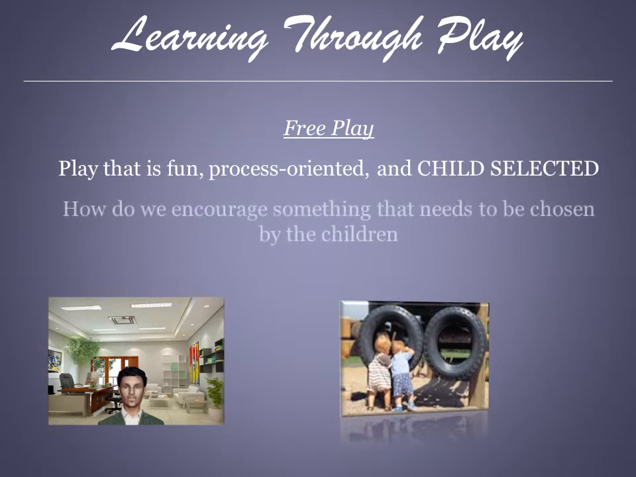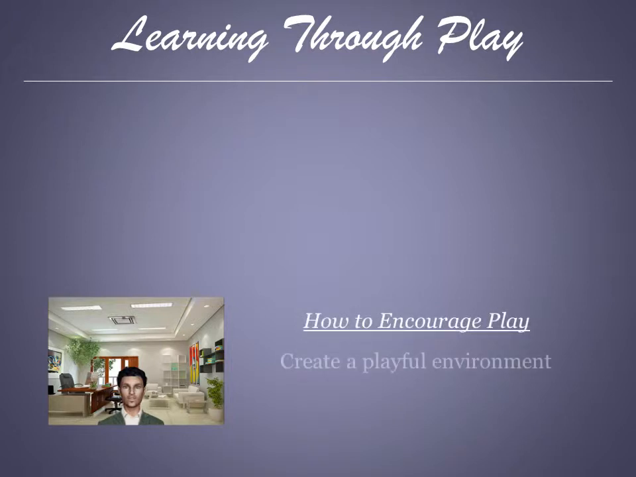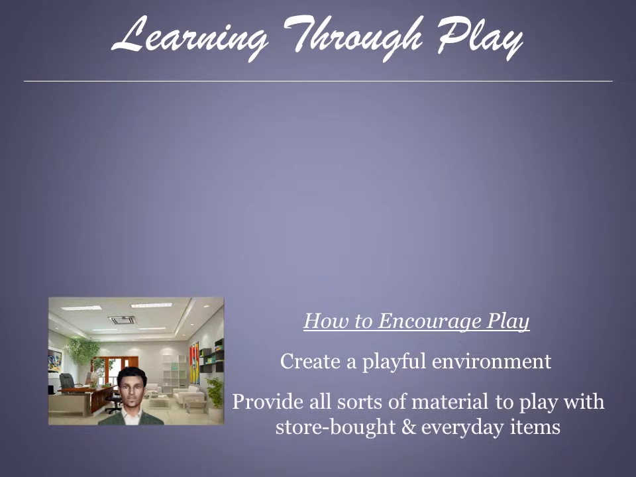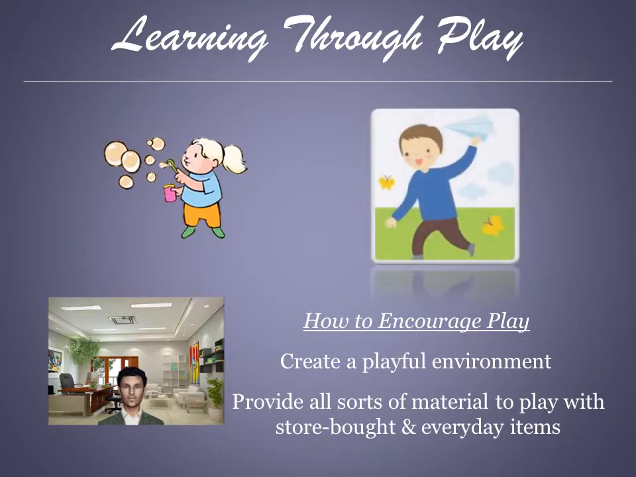And as we learned in the first section, free play is play that is fun, process-oriented, and most importantly, child-selected. So how can we, as child care experts, encourage something that needs to be chosen by the children and not by us? The first thing we can do is create a playful environment. In other words, we need to provide all sorts and all kinds of material for them to play with. Store-bought toys are fine, but they can be expensive, and everyday items can sometimes be better. Things like boxes, paper tubes, old phones, scraps of fabric, turkey feathers, plastic containers, and recycled paper can make wonderful additions to any play environment. What's more, these found items can really spark a youngster's growing imagination.